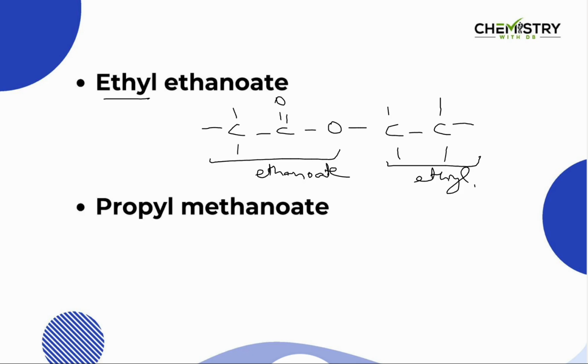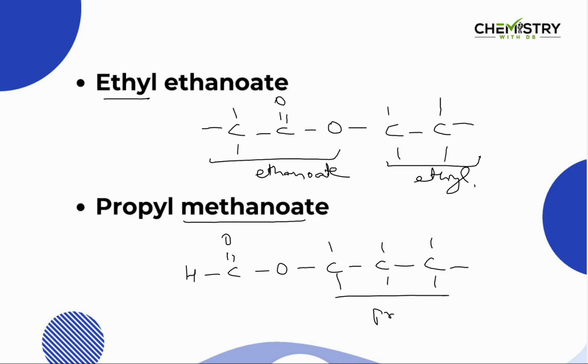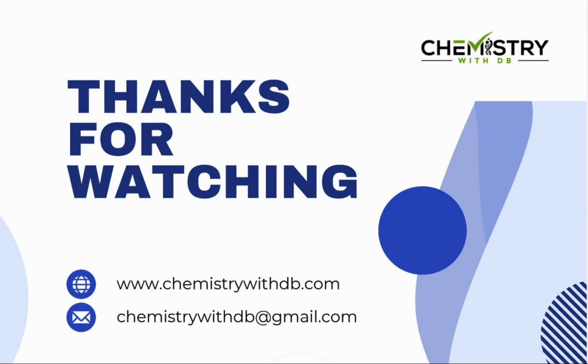If we have to do propyl methanoate, then propyl means next to oxygen we have 3 carbons, and after this the carboxylic acid is the methanoic acid here, so therefore just HC double bond O. So this is the propyl part and this one is the methanoate part. I hope this made the naming of the ester easy for you, and you were able to understand this.